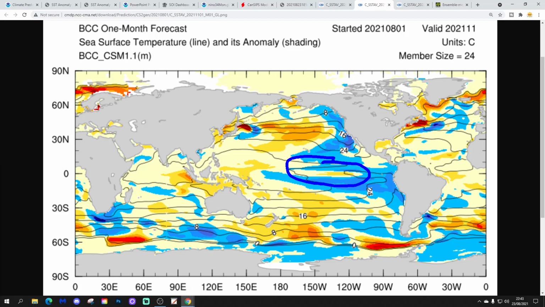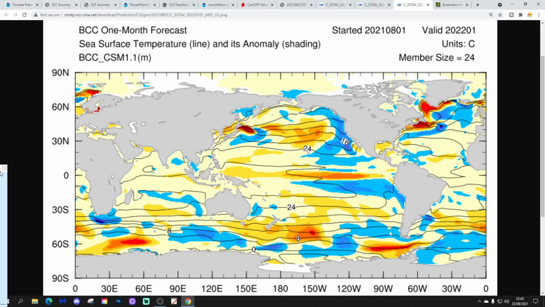But we see that with the Beijing Climate Center, it actually begins to fade out the La Nina at the end of the year. And so by January, the Beijing Climate Center has us in what looks like a little bit of an El Nino type signal, which is very, very strange.